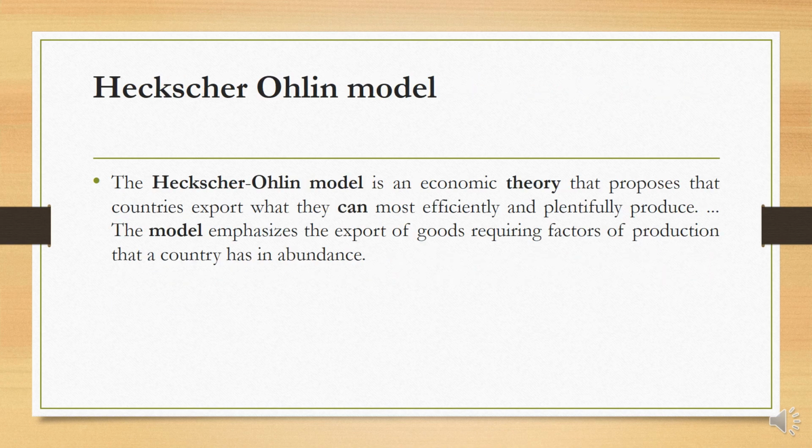Heckscher-Ohlin model. The HO model is an economic theory that posits that countries export what they can most efficiently and plentifully produce. The model emphasizes the export of goods requiring the factor of production that a country has in abundance.